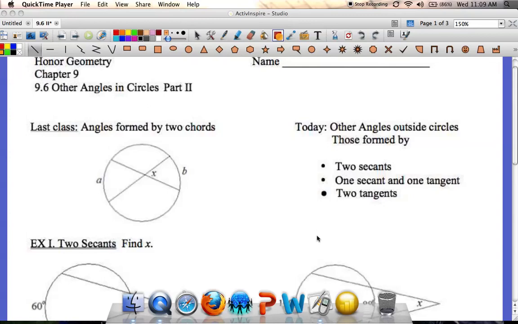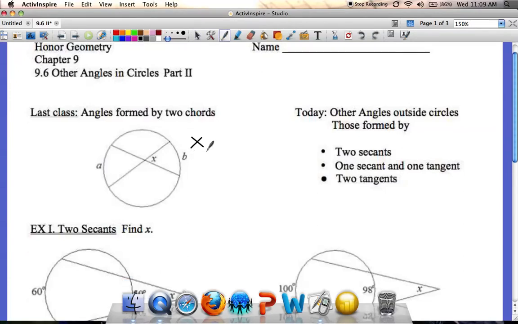Angles formed by two chords from yesterday's class. Angle X can be found by taking the average of arc A and arc B and dividing by 2.